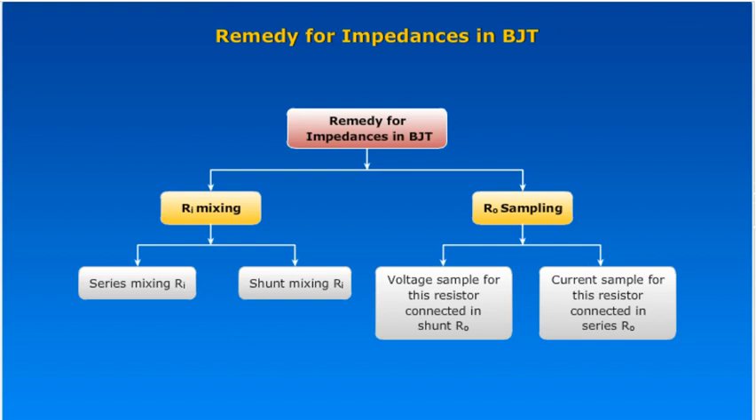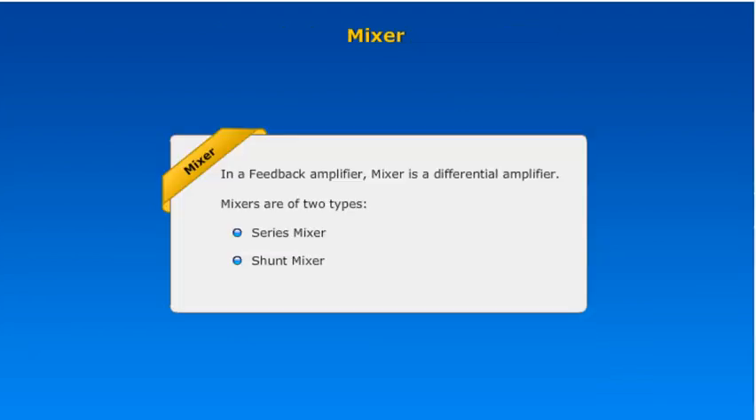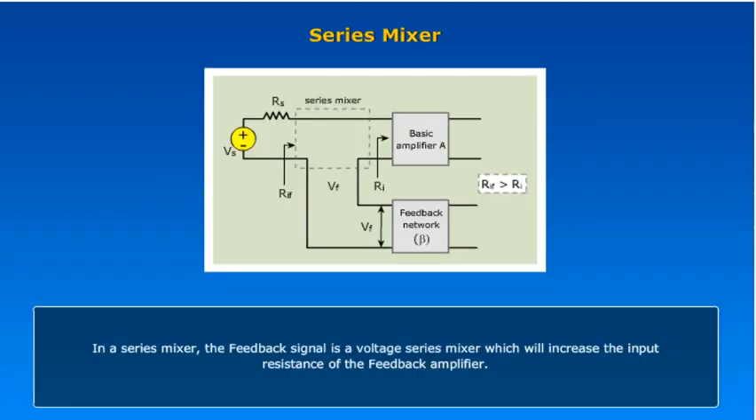In the voltage sampler, the resistor is connected in shunt to Ro, whereas in the current sampler the resistor is connected in series. Now we will discuss the mixer networks. We have two types: the series mixer and the shunt mixer. First we will go with series mixing.